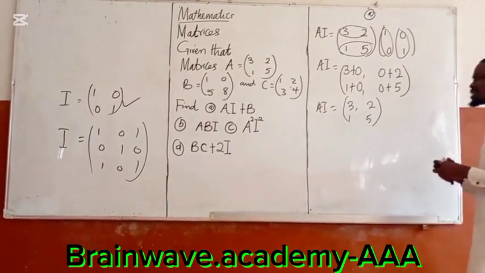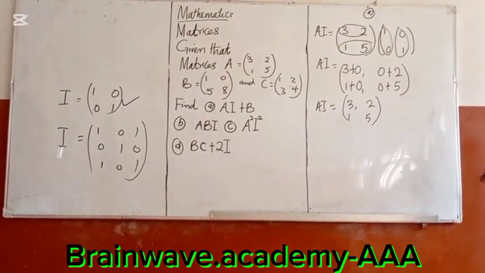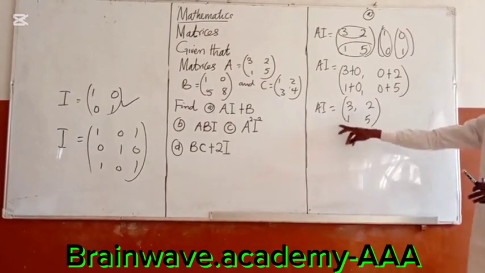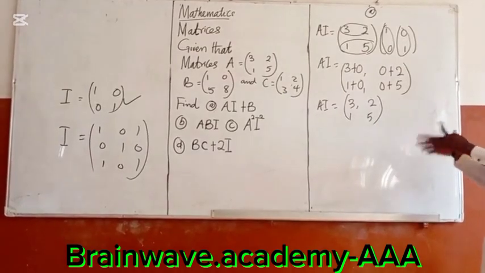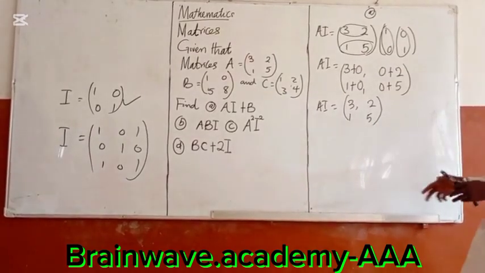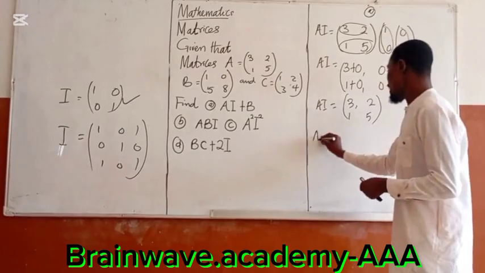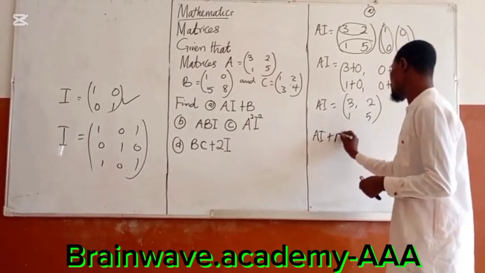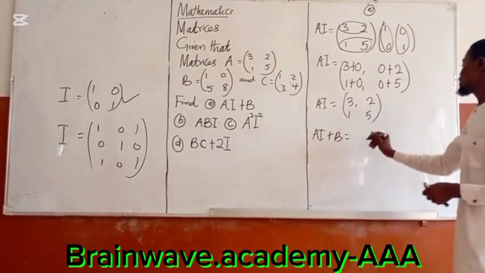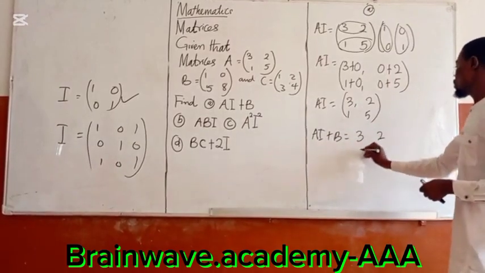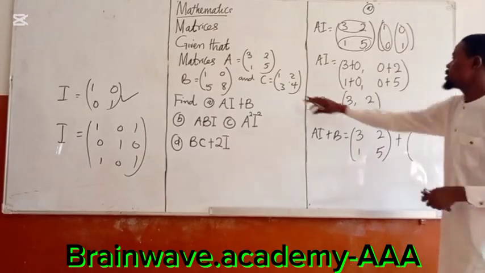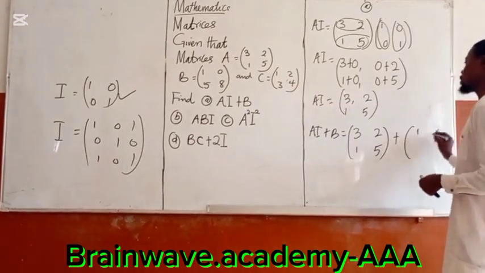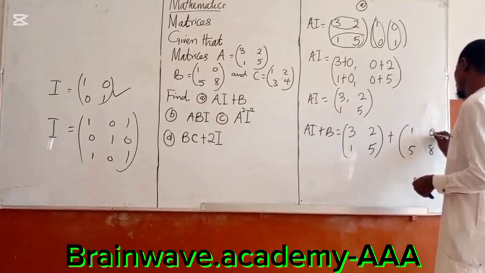Which shows what property here, that AI is still sitting as A. It means that AI is A. So now AI equals A, now AI plus B. What is AI? AI is 3, 2, 1, 5. Then plus B. B is 1, 0, 5, 8.